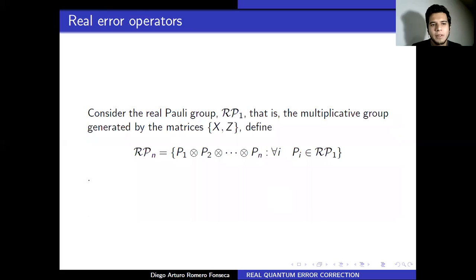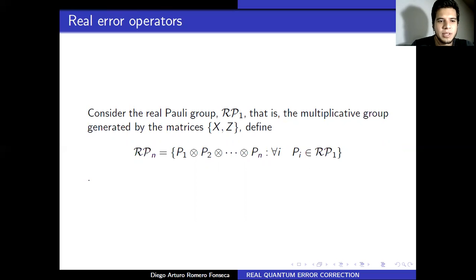Okay, so all of this is the way that we study quantum error correcting codes. Now we remember our question: what happens if we consider only real errors? To answer this, we are going to consider just the real Pauli group, RP1, that is the multiplicative group generated by the matrices X and Z.